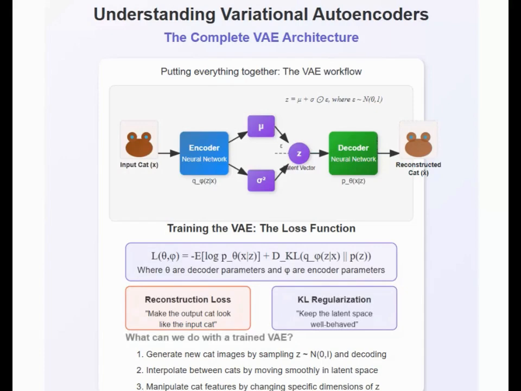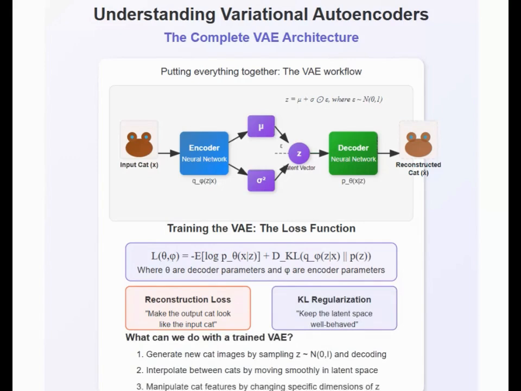During training, we optimize the ELBO objective we derived: L(theta, phi) = negative expectation of log p_theta(x|z) plus KL divergence between q_phi(z|x) and p(z), where theta represents the decoder parameters and phi represents the encoder parameters. This loss function has two distinct terms. One, reconstruction loss, negative expectation of log p_theta(x|z). This term encourages the decoder to accurately reconstruct the input cat image. In simple terms, it says make the output cat look like the input cat.